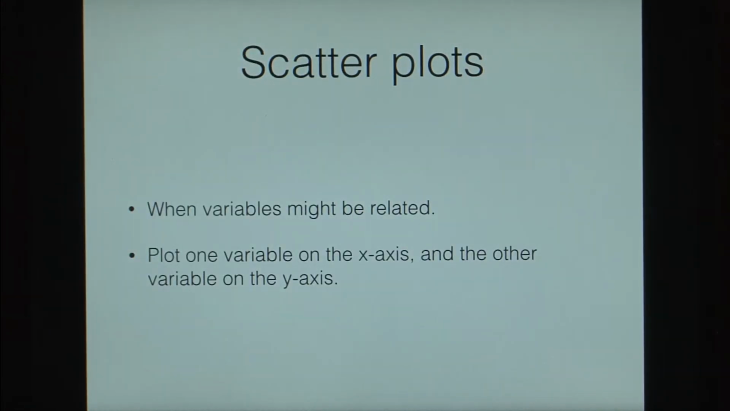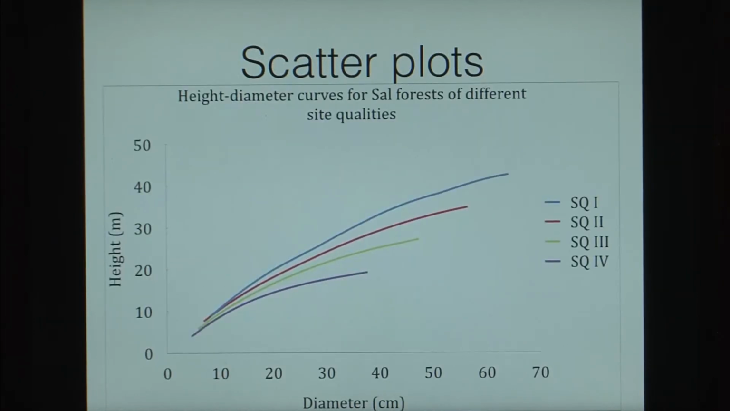Now, when the variables might be related, we use scatter plots. So, in the case of a scatter plot, we plot one variable on the x axis and the other variable on the y axis. If there is a relation, we will observe a trend. So, let us look at some scatter plots. Now, this scatter plot shows height that is represented on the y axis and the diameter of trees. Diameter is represented on the x axis. In the case of sal forests of different site qualities, here we observe that as diameter increases, the height also increases, which tells us that both these variables are related to each other.